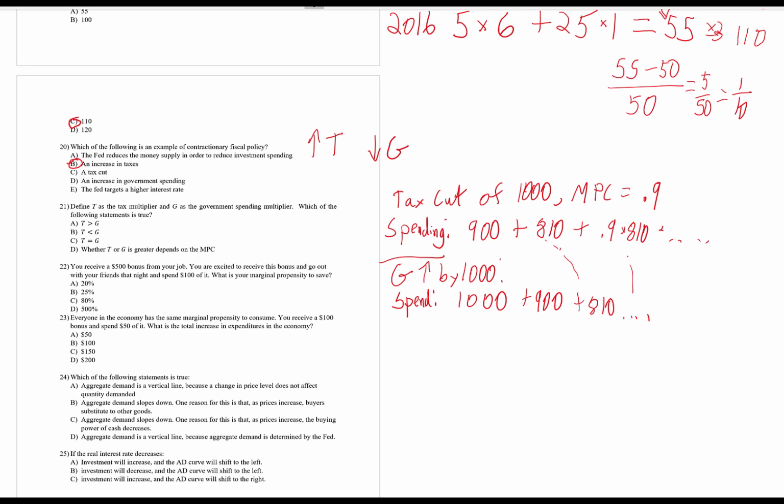So what we see is that government spending has a larger multiplier because the first thing that is spent is $1,000, instead of having the tax cut of $1,000 where the first thing that happens is 10% of it is saved. So if an increase in government spending of $1,000 leads to a total boost in spending larger than the tax cut of $1,000, that means government spending must have a larger multiplier. So that would be B.